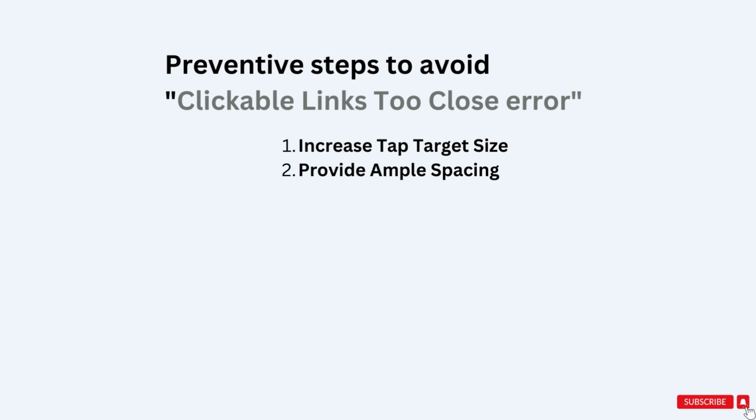The third one is to test user interaction. Thoroughly test your website on a mobile version to ensure users can interact with the links and buttons very accurately.